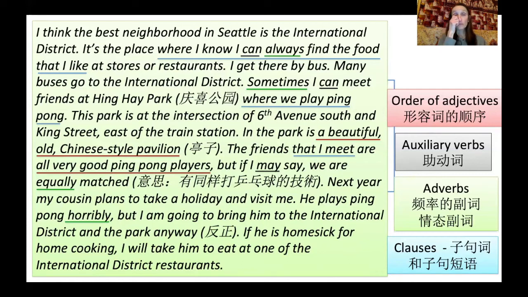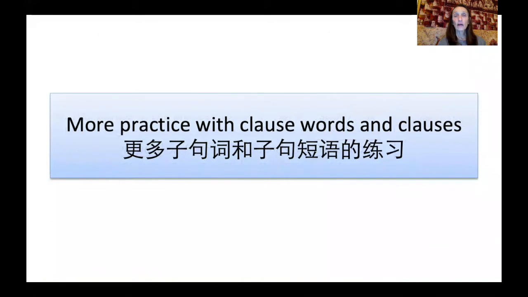Okay, so let's move on to lesson 10. My part in lesson 10 is to talk about clauses. As I said, what I want to talk about tonight, because I'm recording tonight, are clauses. So let's get on with that.